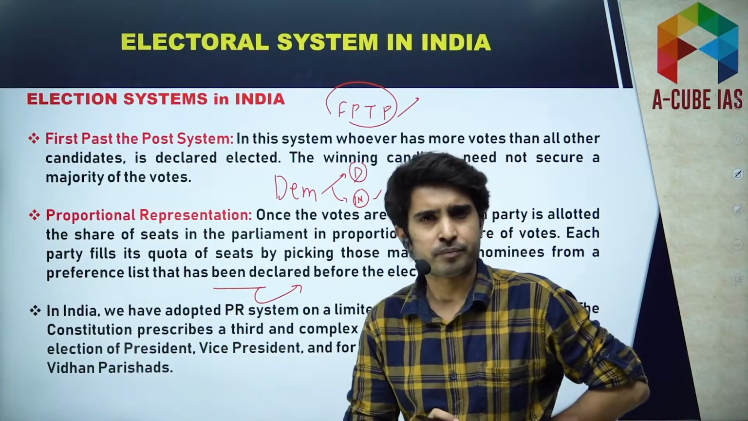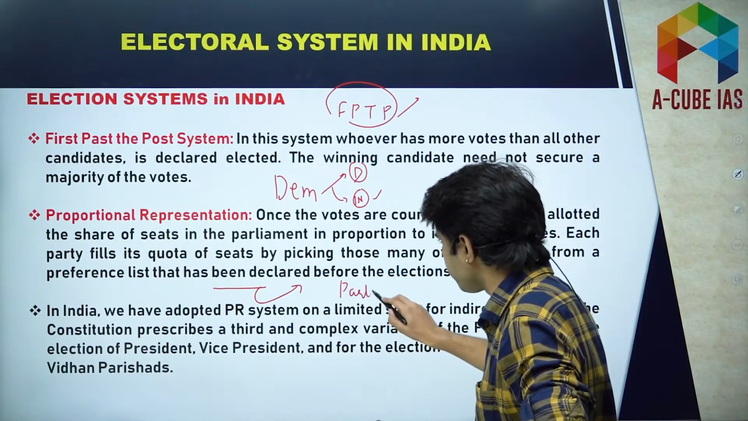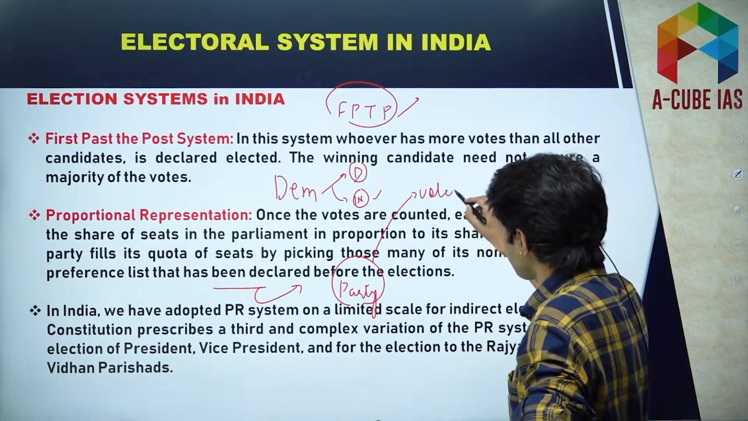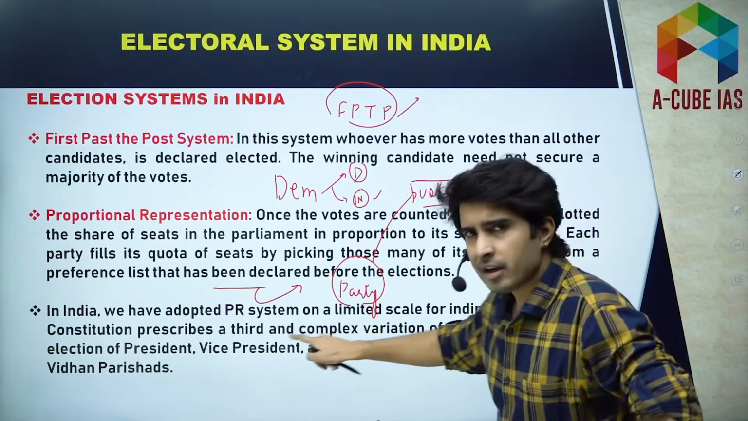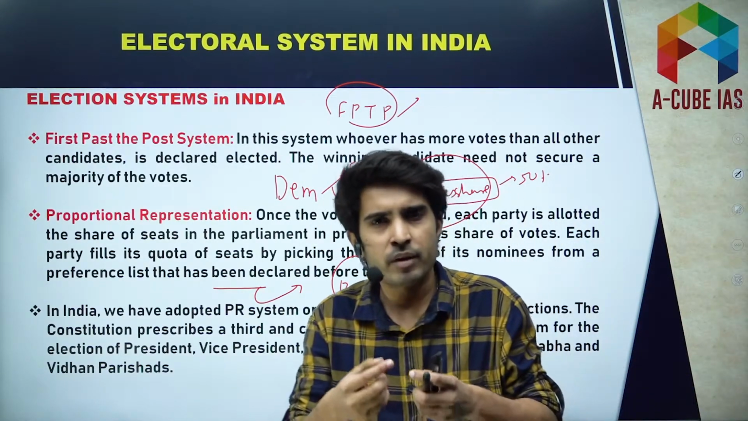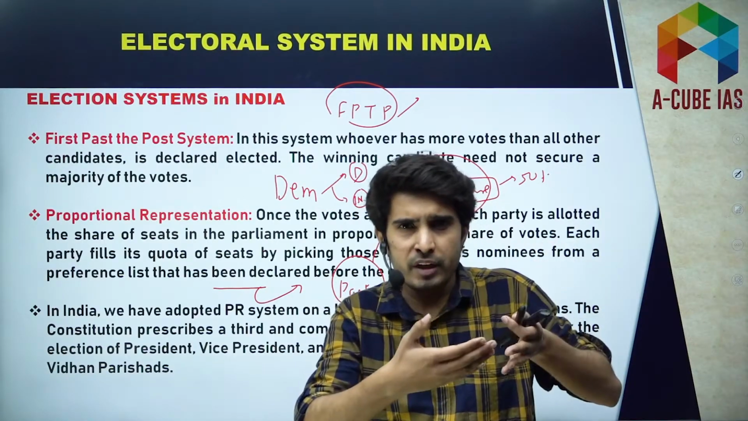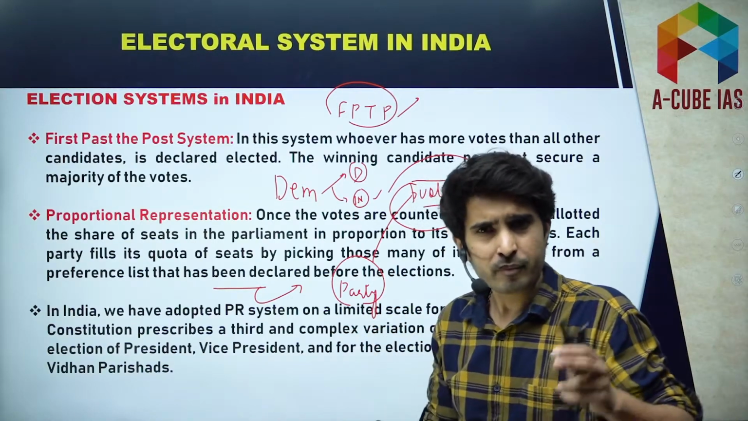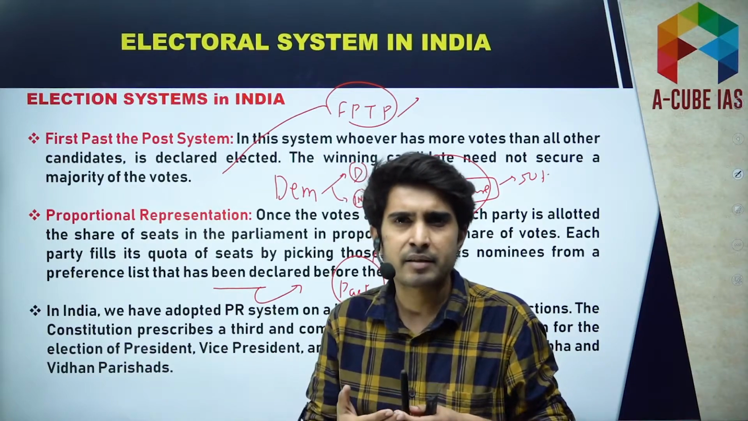But under the PR system, you do not vote in favor of a representative. Rather, you vote in favor of a party. If a party secures a particular vote share, suppose 50%, then this party is allotted the seats on the basis of this vote share. Let me repeat one more time that under the PR system, the number of seats is allotted on the basis of vote share. So the proportion of seats is similar to the vote share. But under the FPTP system, the vote share is relatively lesser than the number of seats.